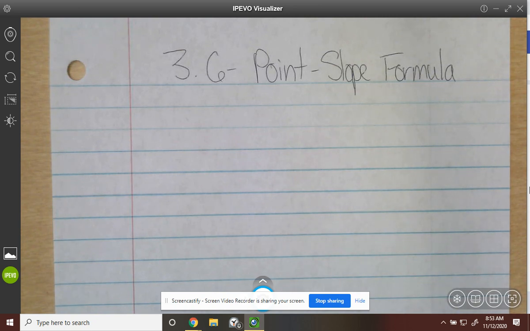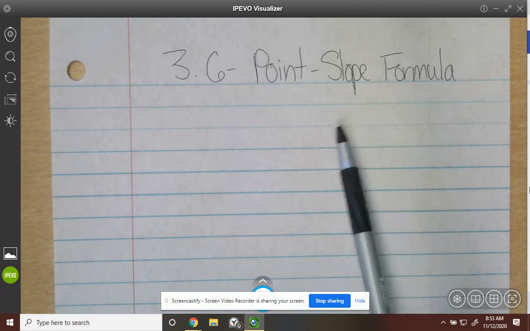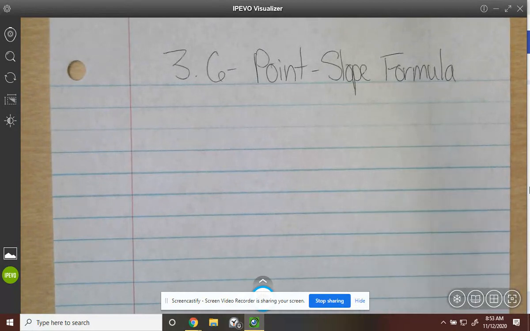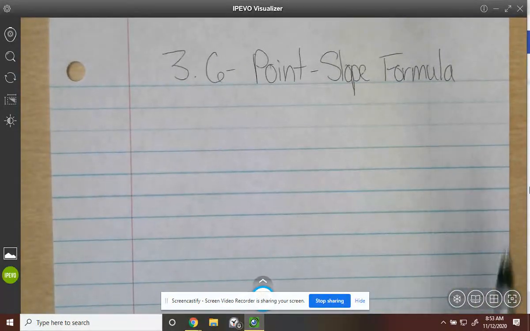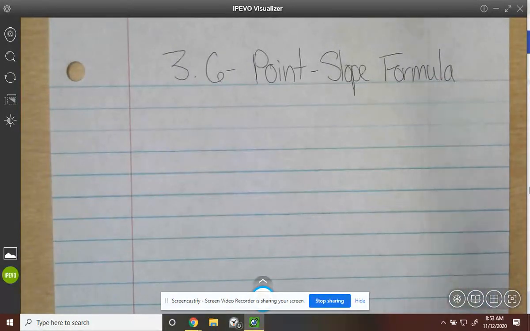Okay, so today we're doing point slope formula. This is a formula to help you write an equation for a line whenever you don't have the graph of the line. We're just given some information about the line. We need to write the equation. It looks complicated. You'll recognize some things from the slope formula, but it's not too bad.